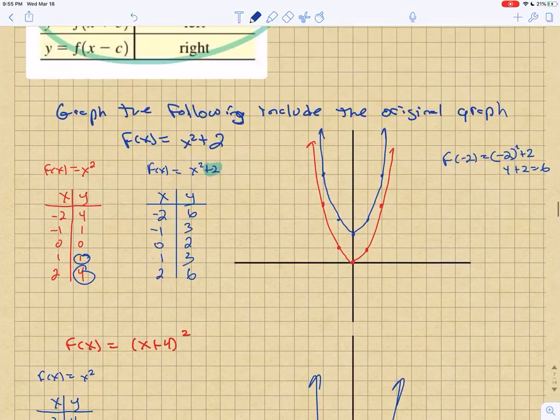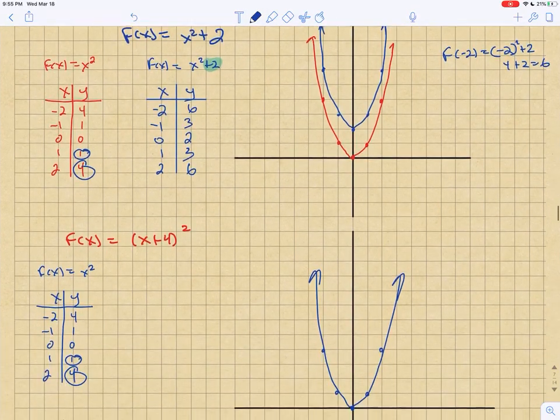All right. So now this is inside my function. So it's a horizontal translation, (x, y). That means I affect my x values, not my y values. So let's look at the same x values we had before: -4, -1, 0, 1, 2. Not the x values, the y values.